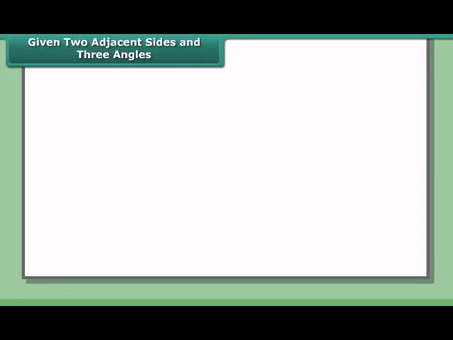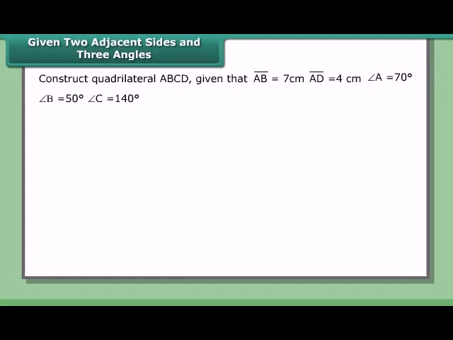Given two adjacent sides and three angles, construct quadrilateral ABCD. Given that AB is equal to 7 cm, AD is equal to 4 cm, angle A is equal to 70 degrees, angle B is equal to 50 degrees, and angle C is equal to 140 degrees.